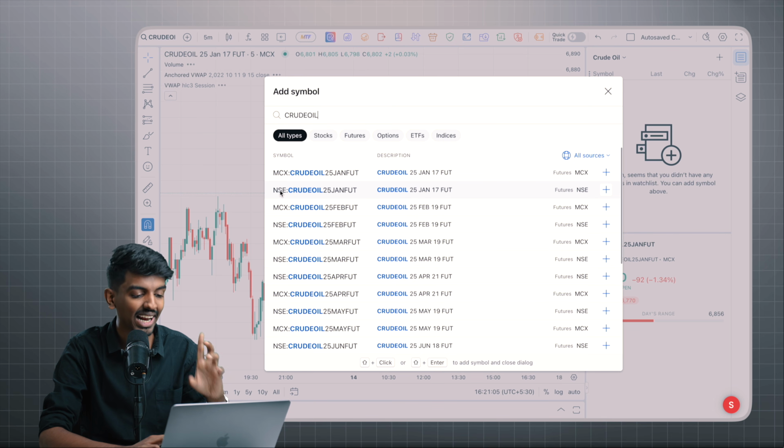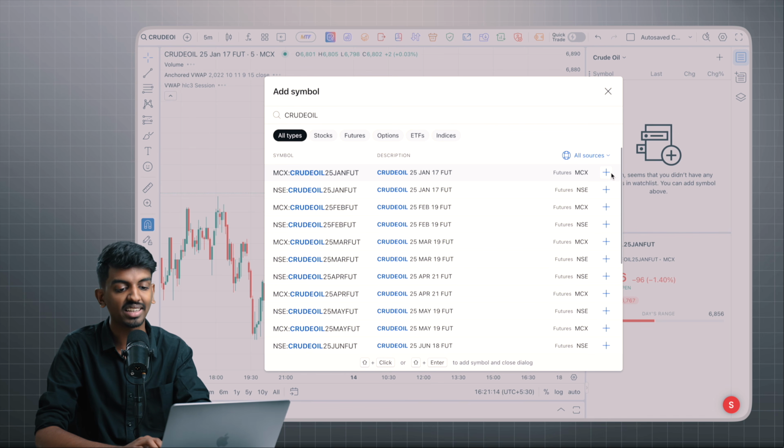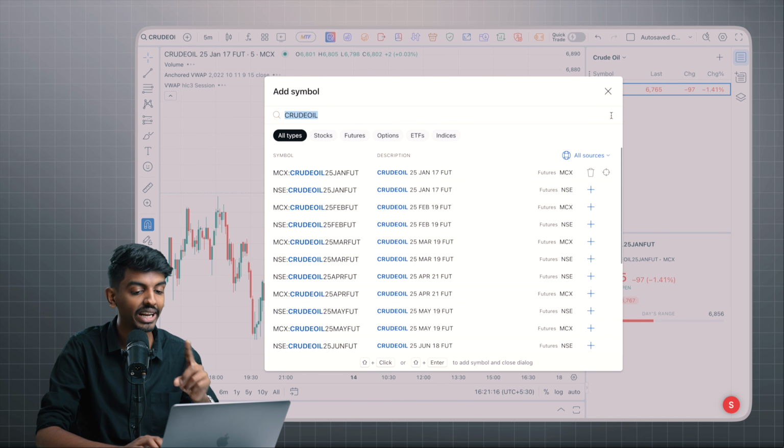But do not take that. Take only the MCX one. Why? Because there is no liquidity currently in the NSE Crude Oil market. You have to always open MCX charts only. And you have to only trade in that.